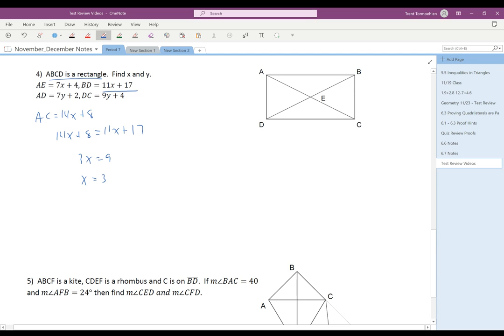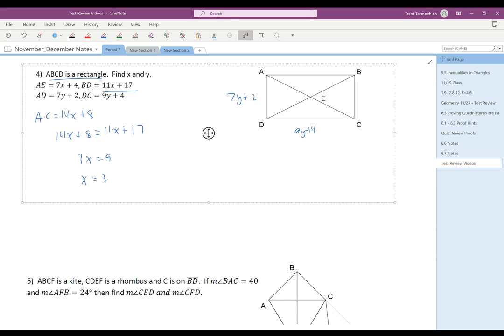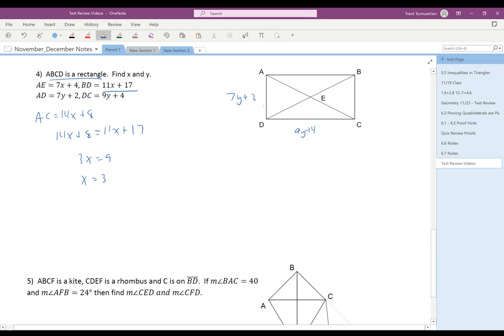Now we look at y, and we might get a little frustrated because what we notice is the 7y plus 2 and the 9y plus 4 are adjacent sides. And we know that opposite sides are the same length, but adjacent sides don't have any relationship in a rectangle. But it is a rectangle. And so that means that this is a right angle, which means that gives us a right triangle.